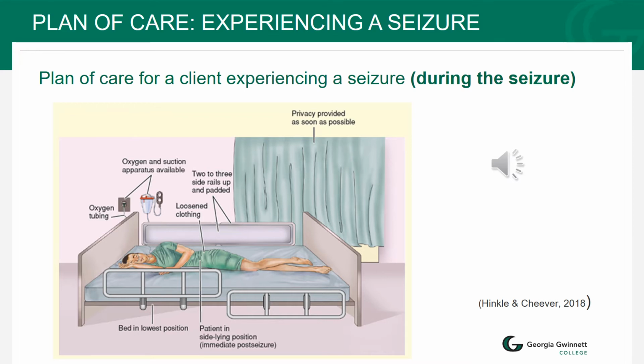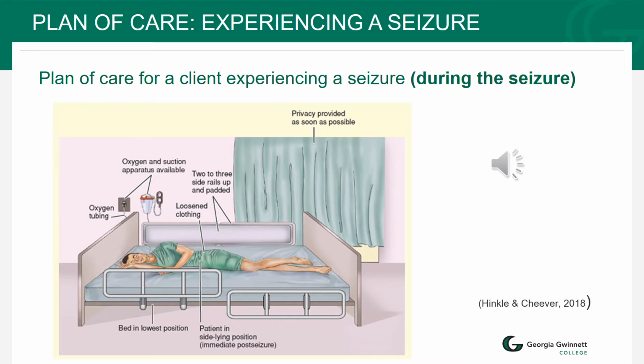As I spoke about in the previous slide, you want to have their side rails padded and up. You want to have oxygen and suction apparatus available. You want to put them in the lowest position. So lower the bed all the way down as low as it'll go. Make sure the side rails are up and padded.